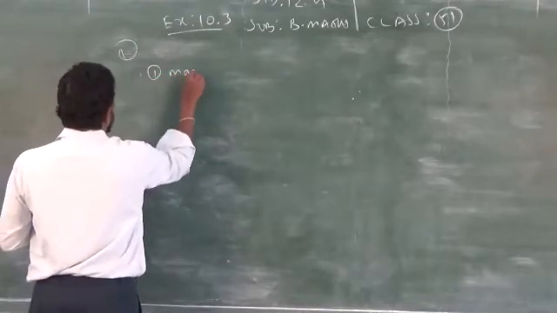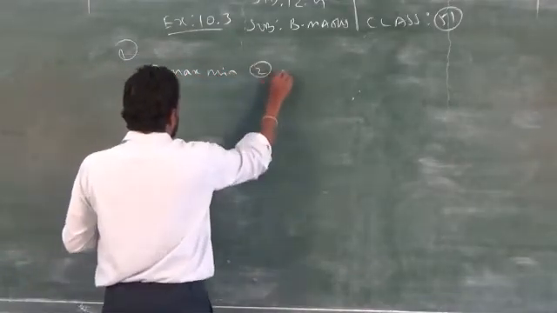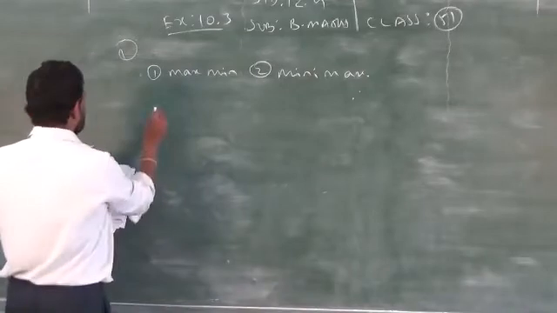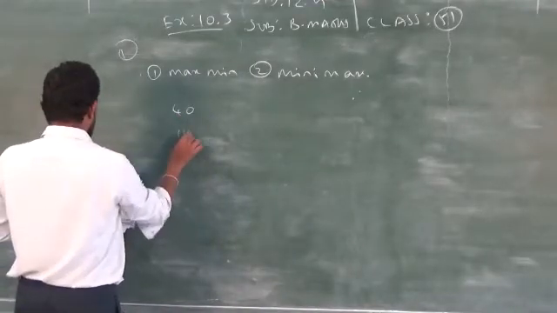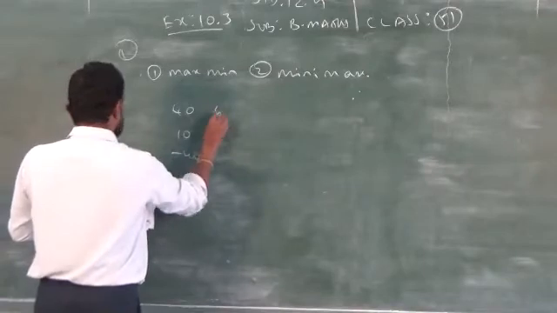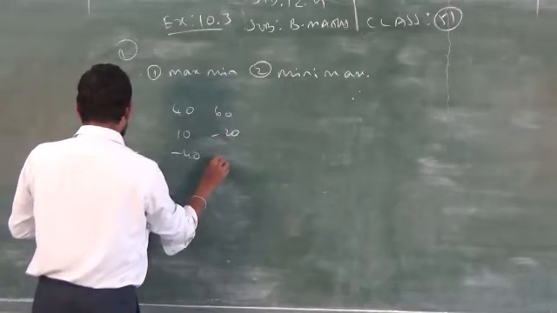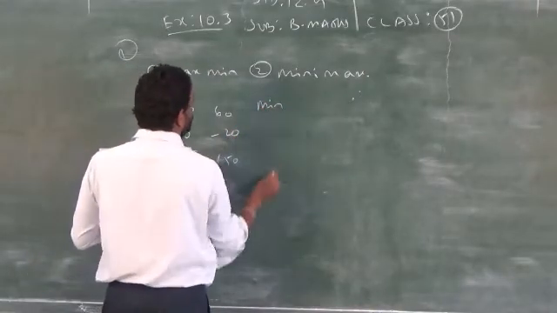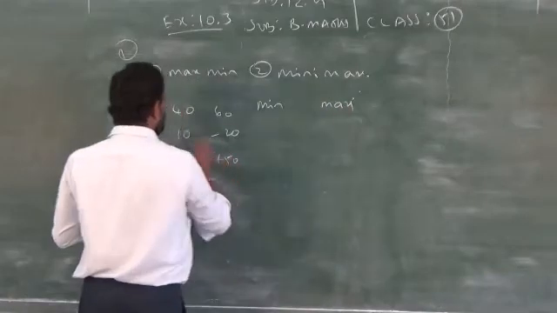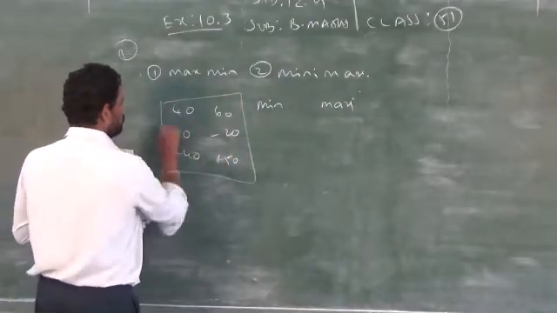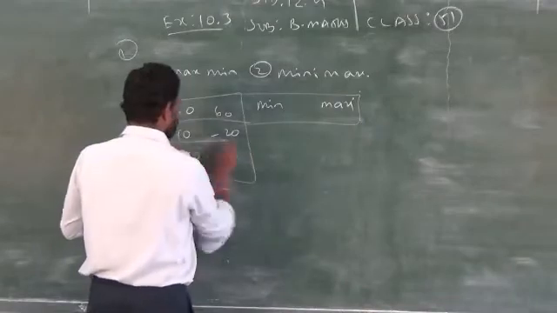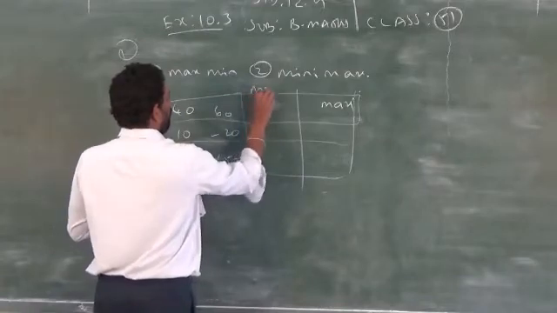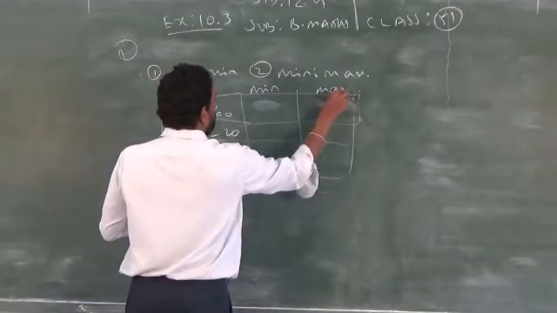Maximin, then minimax. Very simple. There is a tabular column. I will straight away write down the tabular column alone. 10, minus 40, 60, minus 20, and 150. Find first the minimum value, then the maximum value. What is the minimum value of these two?